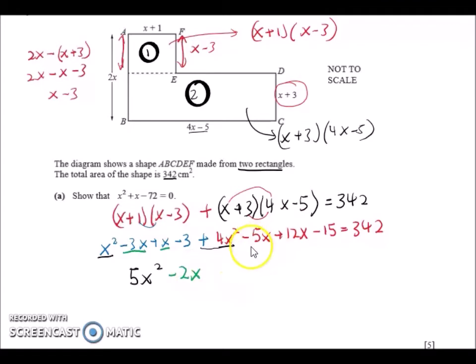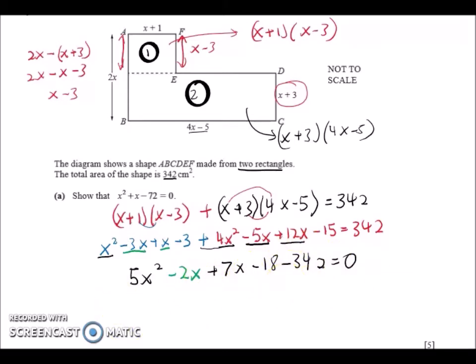And the second one here, I changed the color. We got negative 5x and plus with 12x. So we got that plus 7x. Now we look at the constant number, negative 3 and negative 5. So you got negative 18. We bring inside this 342. So it become minus 342 equals to 0.